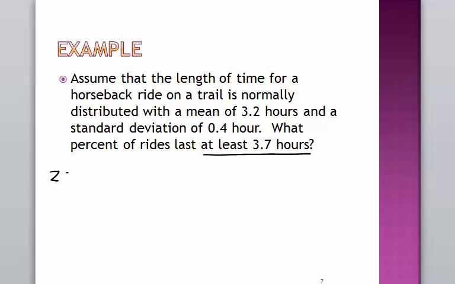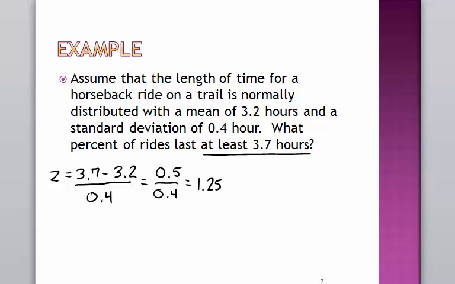So we begin by converting the 3.7 to a z-score. So 3.7 goes in for the value. The mean is going to be 3.2, and the standard deviation will be 0.4. So when we do the subtraction on the top, we're going to have 0.5 divided by 0.4, which gives me a z-score of 1.25.